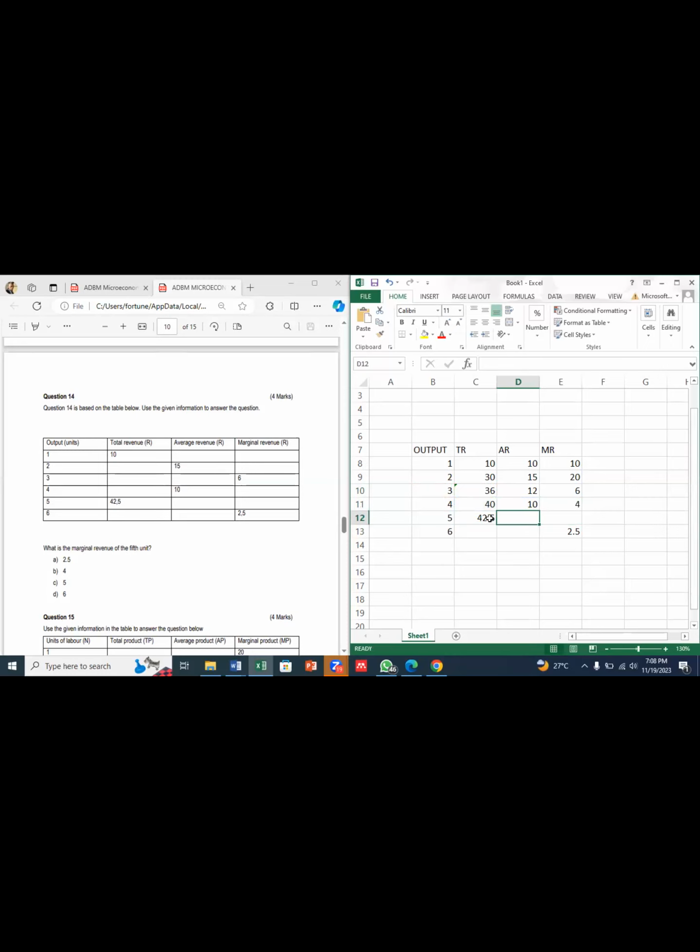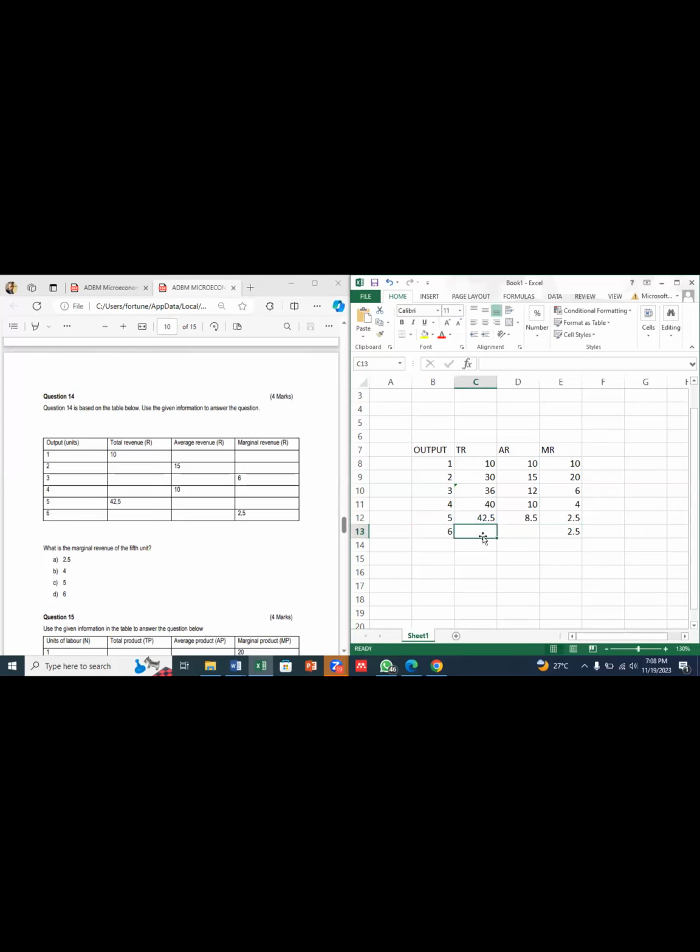Then at that particular point, we've been given a total revenue of 42.5. Which means that the average revenue is total revenue divided by 5, 8.5. Marginal revenue is equal to 42.5 minus 40.